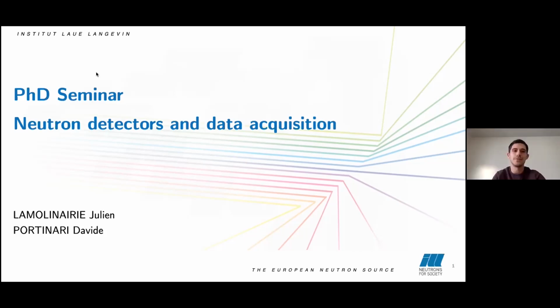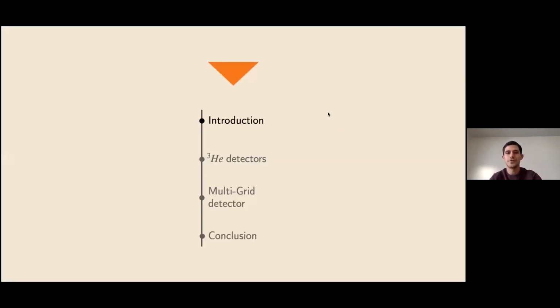So I will deal with the neutron detectors and David Portinari will deal with the data acquisition. First of all, I will introduce the topic with the different families of detectors. Then I will focus on the widely used detectors at the ILL, so the helium-3 detector. I will present its operation, characteristics, and limits. We will see then the multi-grid detector, which will be mainly used at the ESS in Sweden, before I conclude.